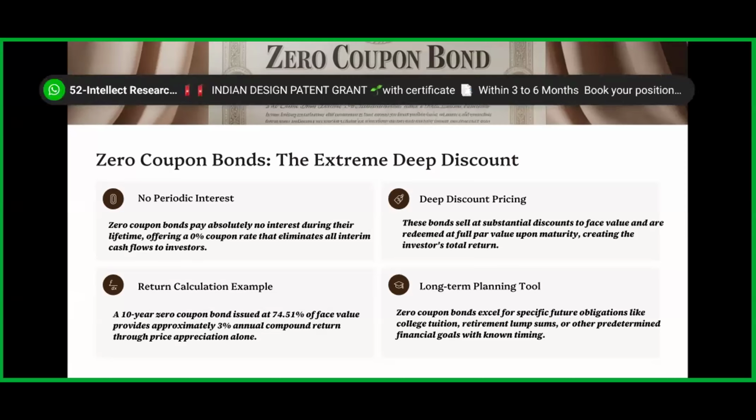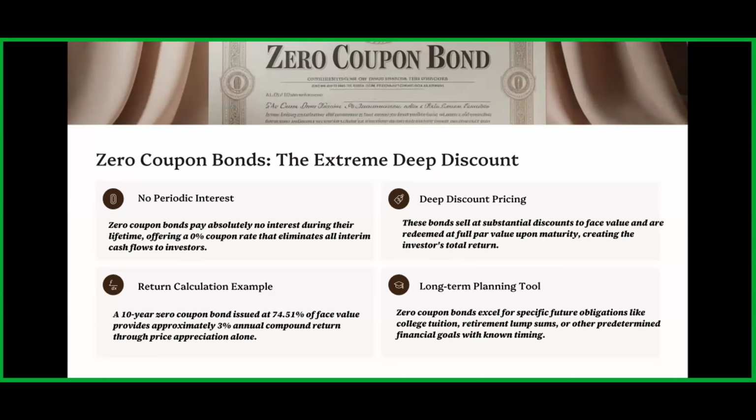That means if the face value of the bond is 100 rupees, you can purchase that bond at only a price of 74.51 rupees. At the end of the maturity, you will get that 100 plus the 3% annual compound return. So this is how we calculate the return in the zero coupon bond.